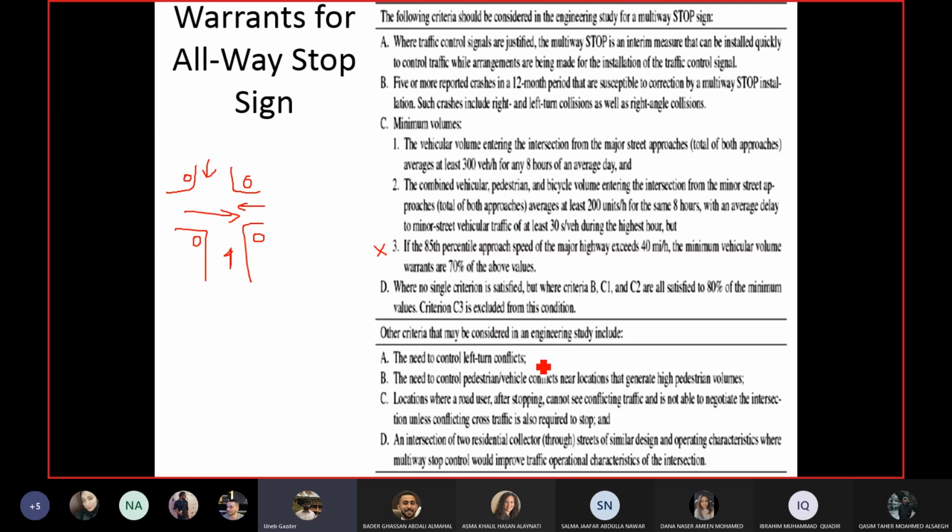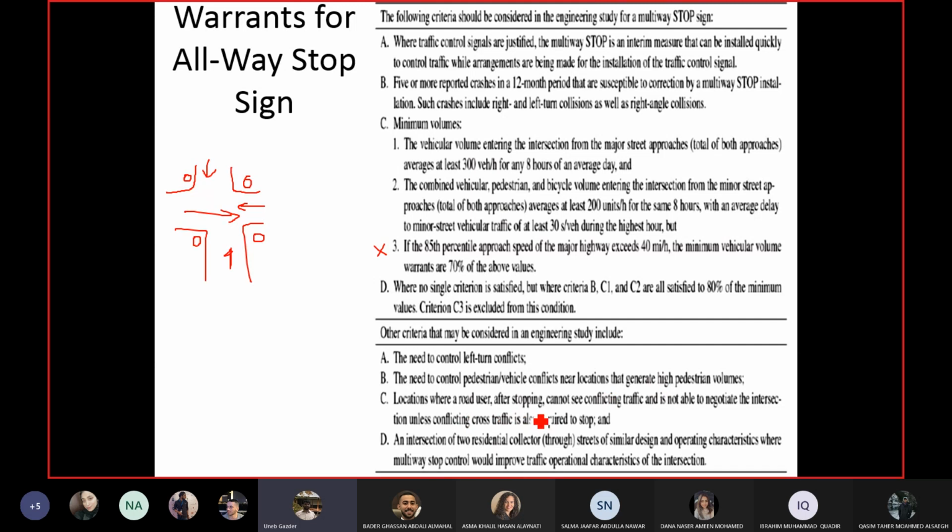Other criteria: you can consider that the left turning are causing too many conflicts. Pedestrian-vehicle conflicts are generated because there is a high pedestrian volume. Then you can also provide a stop sign because of pedestrian volume.